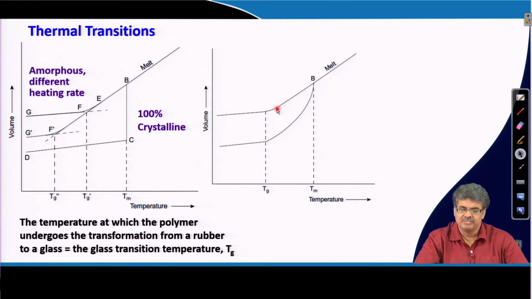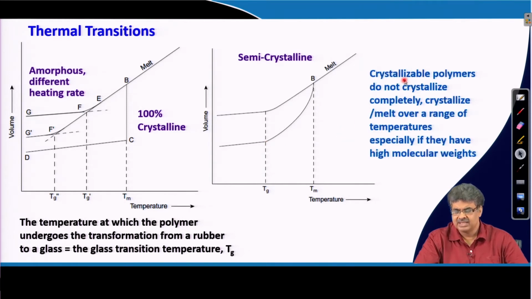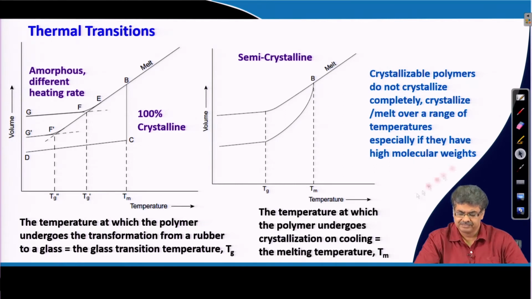So, this is a purely 100% amorphous material and this is a semi-crystalline material, which has partly crystalline domain and partly amorphous domain. Polymers do not crystallize completely, as we discussed earlier. They crystallize or melt over a range of temperature, especially if there are high molecular weights. The temperature at which a polymer undergoes crystallization on cooling is called the melting temperature, Tm.